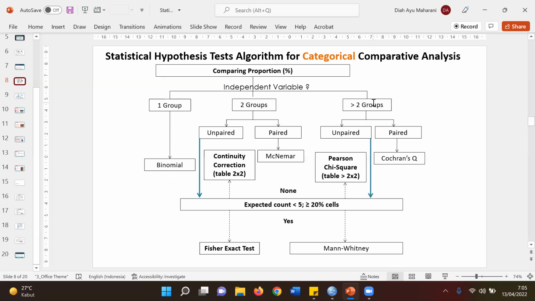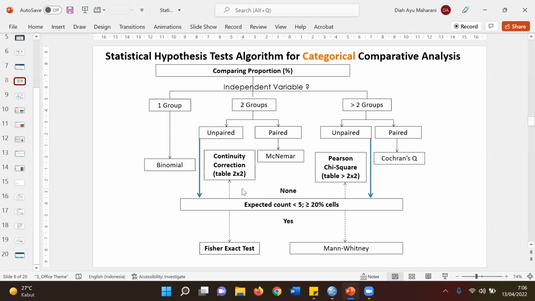For more than two groups, again like education attainment and so forth, there is also unpaired and paired. But this time, I'm only going to share how to do continuity correction, Fisher exact, and Pearson chi-square. The most used are Pearson's chi-square and continuity correction.